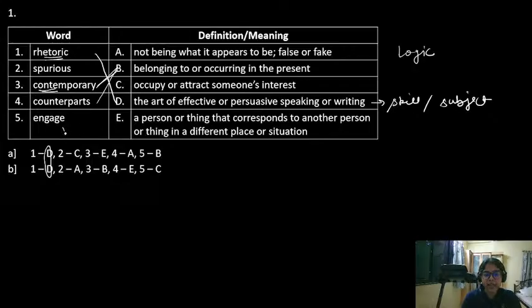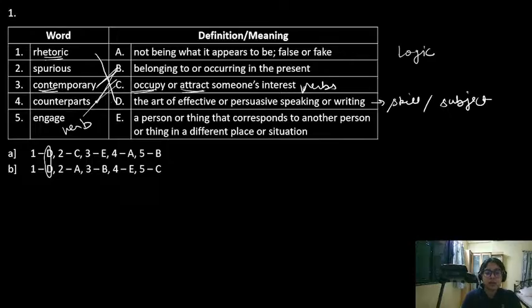Then we saw engage was a verb. So I need to find a verb for this. Engage was a verb, and there's only one verb that I can find here, which is C. Occupy and attract, they are also verbs. So a verb can match easily with a verb.